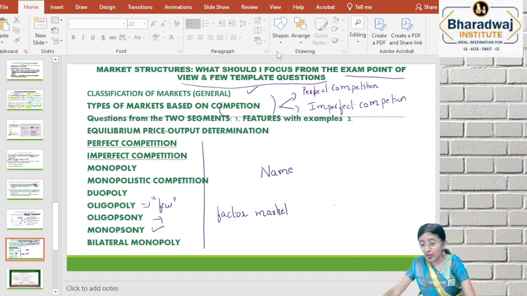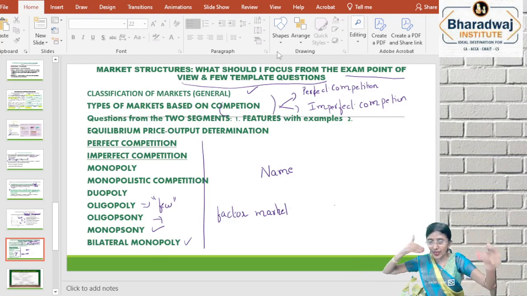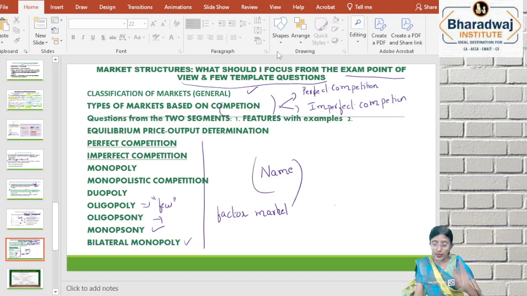Bilateral monopoly: a single buyer meeting a single seller. How many times have we done this? That is why in your Bharadwaj material, before going into equilibrium price output determination, we have dealt with each of these topics elaborately, giving you what is meant by each of the market forms, where possible with examples. Are you clear? And the two types of questions will be, one is theory, features with examples, where you have to identify the type of market from the statement or the example.